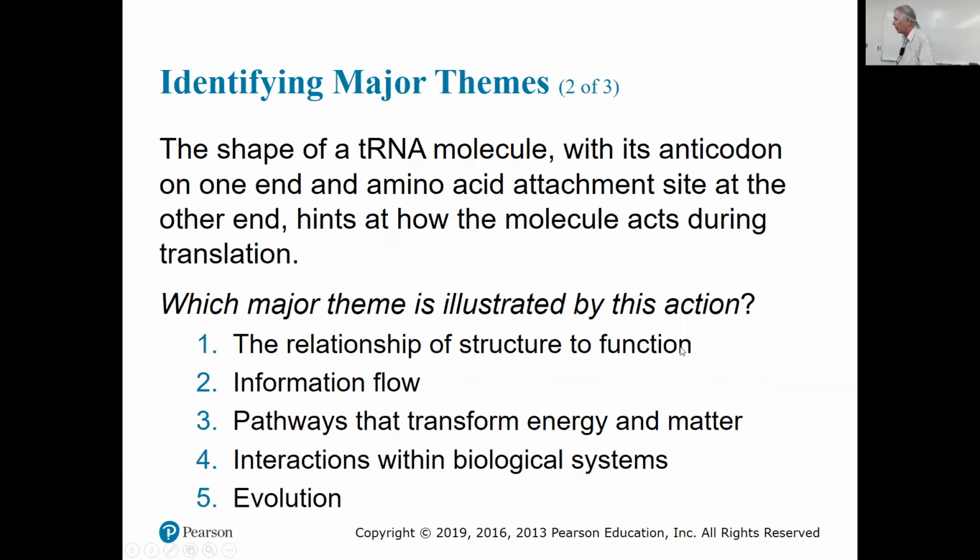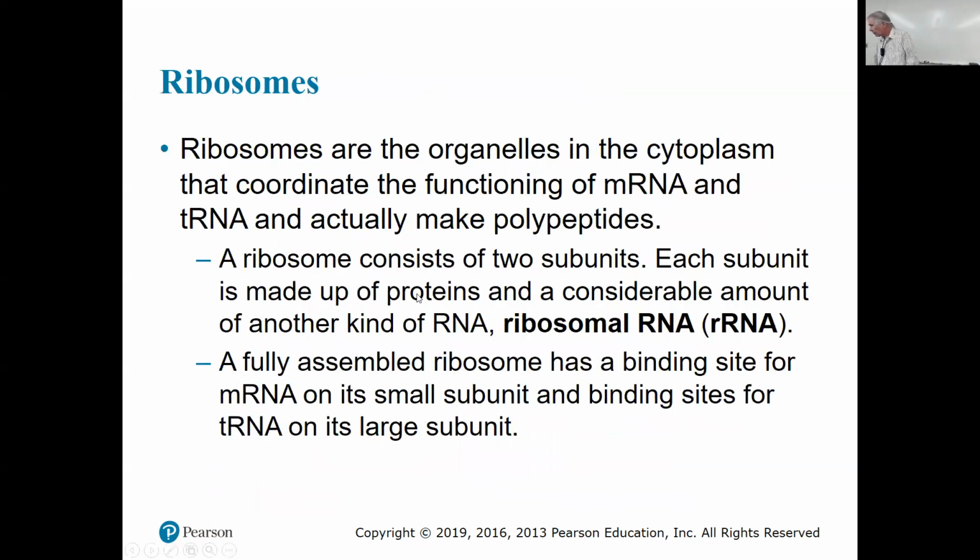The shape of the tRNA molecule, with an anticodon on one end and amino acid attachment at the other end, hints at how the molecule acts during translation. A major theme is the relationship of structure to function. Its particular structure determines its function. So ribosomes are the organelles in the cytoplasm that coordinate the function of mRNA and tRNA and actually make polypeptides. A ribosome consists of two subunits. Each subunit is made up of proteins and a considerable amount of another type of RNA called ribosomal RNA, rRNA.